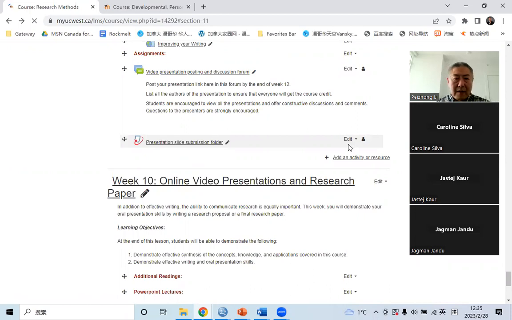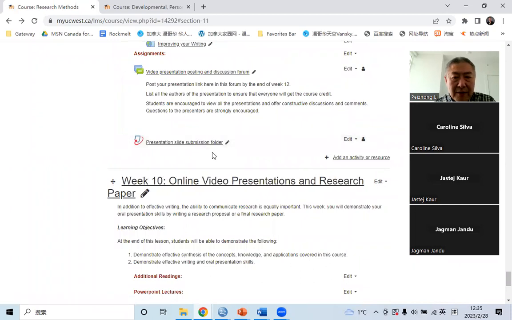If you're working in groups, suppose you're working in a 3-person group, each group will need only one submission. One slide will be sufficient, but you will need to indicate all the authors. You list all the authors in the submission.